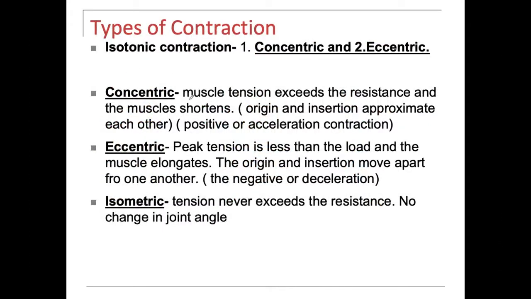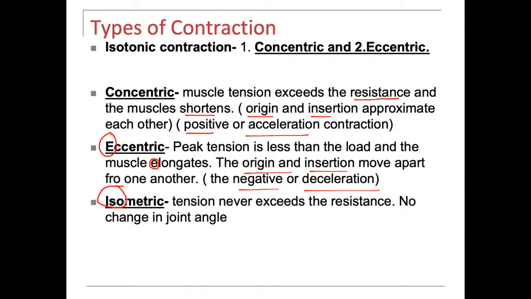So concentric is when the muscle tension exceeds the resistance or the load and the muscle shortens. We said that's when the origin and the insertion move closer together. We said it's called the positive contraction or the acceleratory phase or acceleration contraction. Whereas eccentric, with the E, is when the muscle elongates. It's when the origin and the insertion move further away from one another. It's the negative contraction or the deceleration.